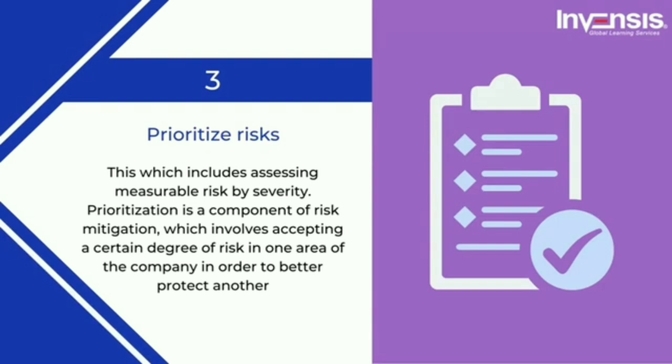Prioritization is a component of risk mitigation, which involves accepting a certain degree of risk in one area of the company in order to protect another better. By setting an acceptable amount of risk for various areas, a company can better prepare the necessary resources for business continuity while delaying fewer mission-critical business processes.